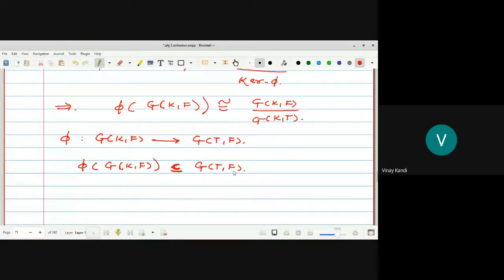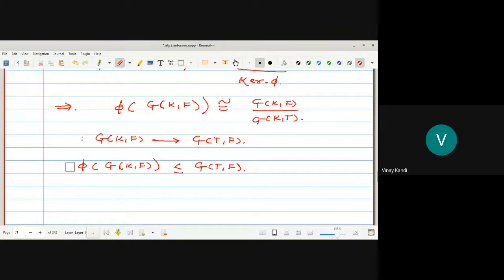Okay. This is a subset of GTF. A subset that is also a subgroup. If phi is the mapping from G to G dash, then phi of G is a subgroup of G dash. Okay, this is a subgroup of GTF. Any doubt up to here?